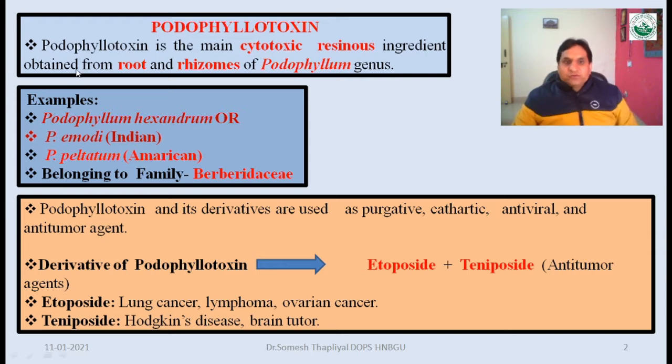So you have to remember here that it is the cytotoxic resinous component obtained from Podophyllum hexandrum or Podophyllum peltatum. Podophyllum hexandrum is the Indian species, whereas Podophyllum peltatum is the American species, and this genus belongs to family Berberidaceae. Its derivatives, etoposide and taniposide, are useful for the treatment of various forms of tumor.